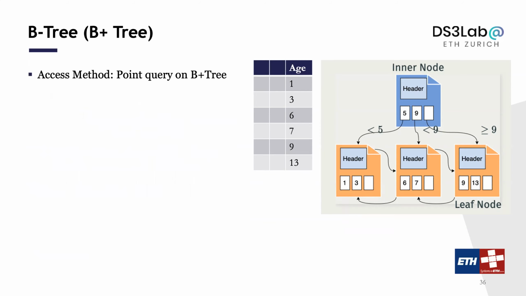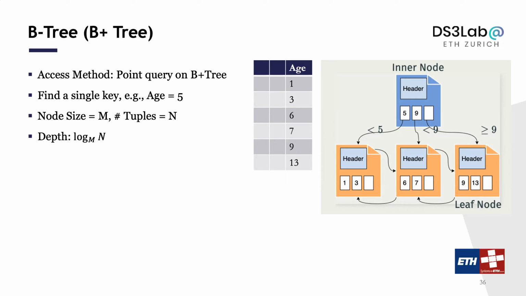Okay, so let's try to understand a little bit about the performance of B+ tree. Assuming you want to do a point query on B+ tree, for example, you want to find a single key. So for example, you say, okay, I want to find this relation where age equals 5. So what is the performance? Assuming your node size in B+ tree is m, and assuming your number of tuples equals n, the depth of the tree will be on the order of log_m n. That's actually how many layers you are going to have in your B tree.